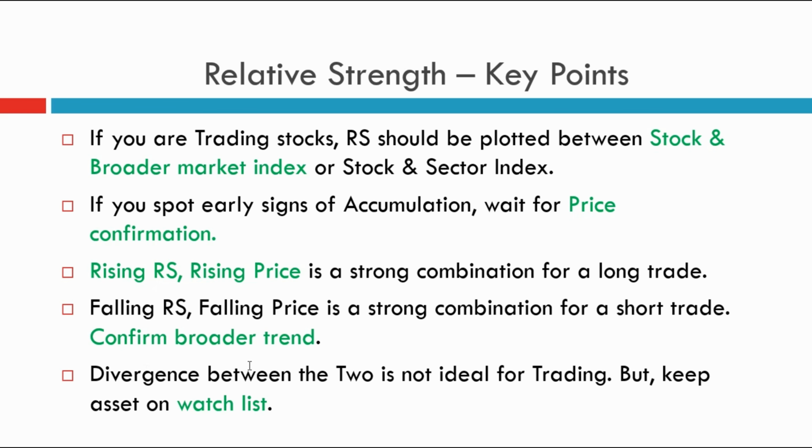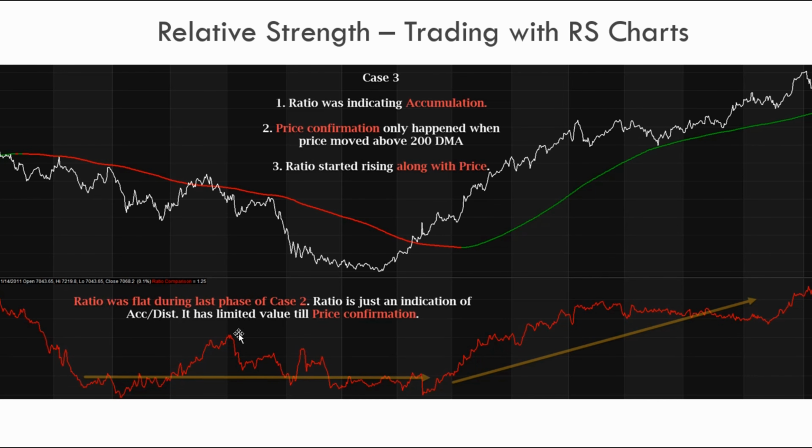Divergence between the two, I won't take as a tradable sign. What I'll do is, whenever I get a divergence, let's say we got a divergence here where price was moving down and the RS was flat, so this is a sign of divergence. Whenever I spot such divergence, I place the asset in my watch list, and then I wait for confirmation.